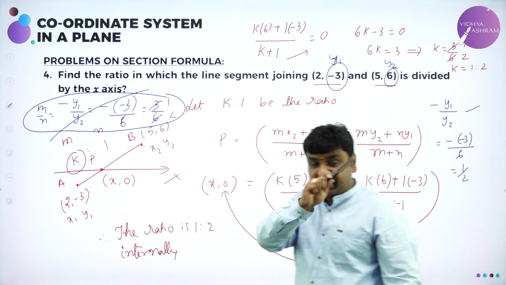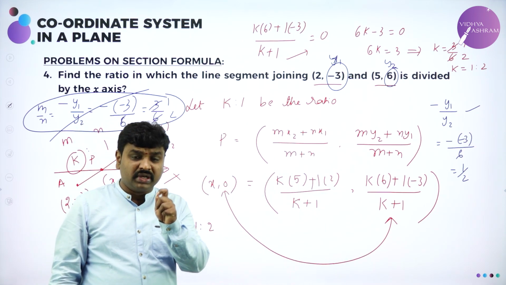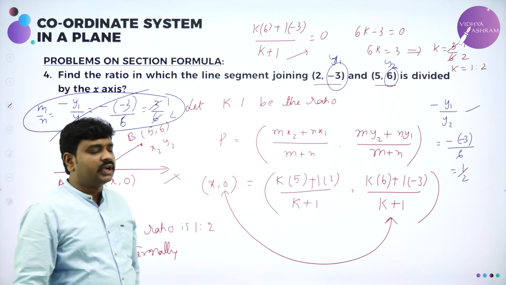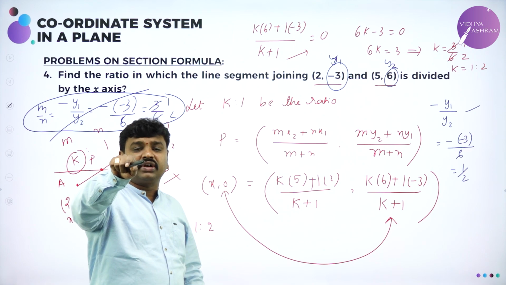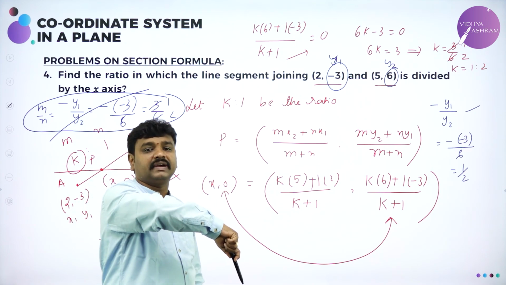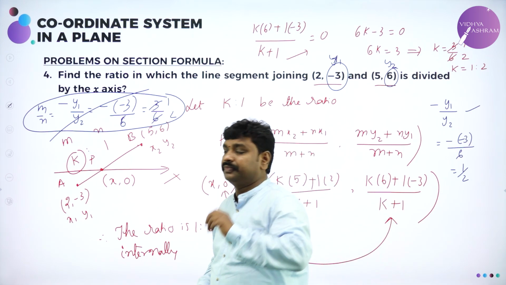When they ask you to find the ratio, assume the ratio. What is the ratio you should assume? Let k is to 1 be the ratio, and use the section formula for internal division and solve it. Suppose if you get the k value negative, then we say the point divides externally. I hope all of you understood this. Now we'll go ahead with the next problem.